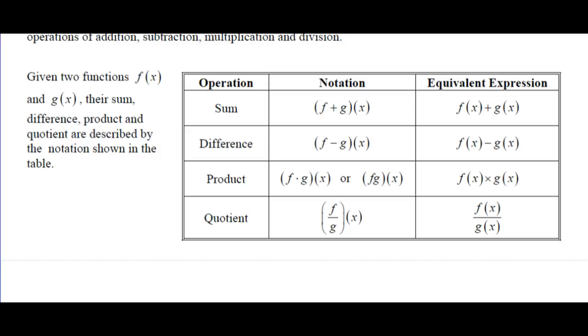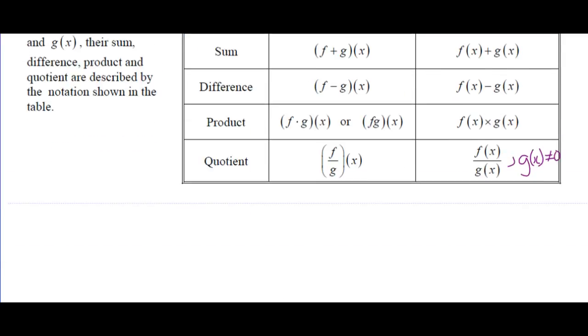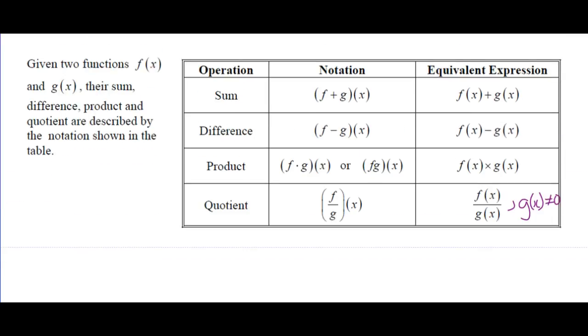So what's special here then? x could be 0, but g of x cannot be 0, right? If we're going to divide, we know we can't divide by 0. Okay, so that's the notation.